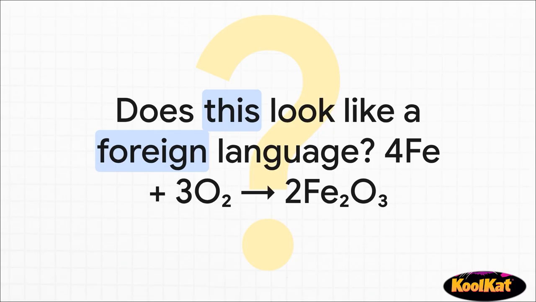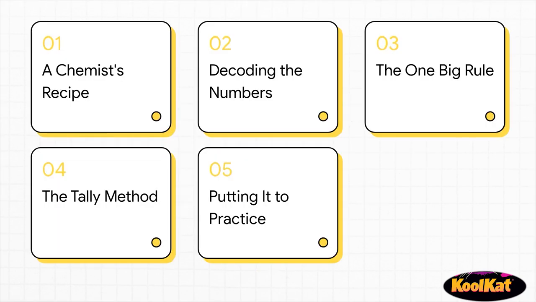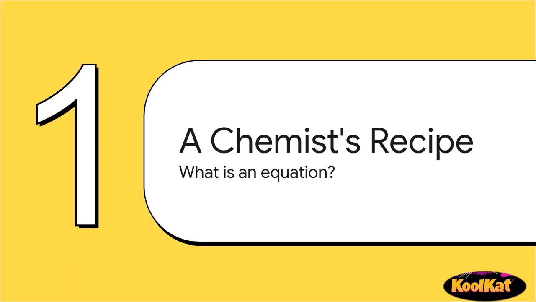But stick with me, because I promise, by the end of this quick explainer, this is all going to make perfect sense. You'll know exactly what to do. So here's our game plan. First, we'll look at these things as just simple recipes. Then we'll decode the numbers, go over the one big rule, learn a super easy tally method, and then we'll put it all to the test. Simple as that. All right, let's get started.